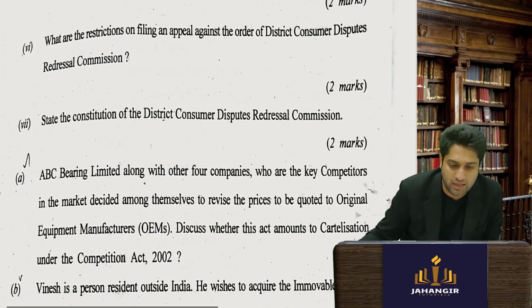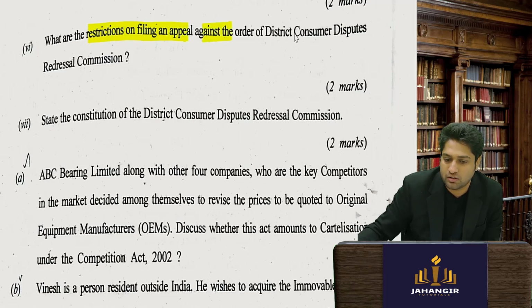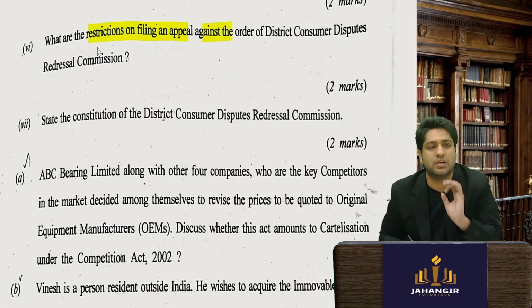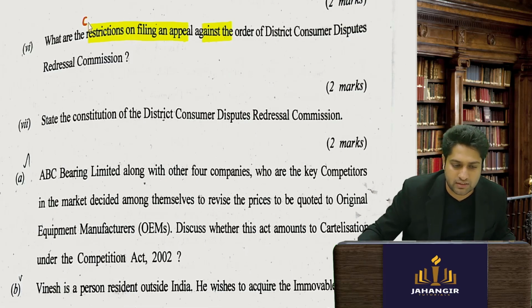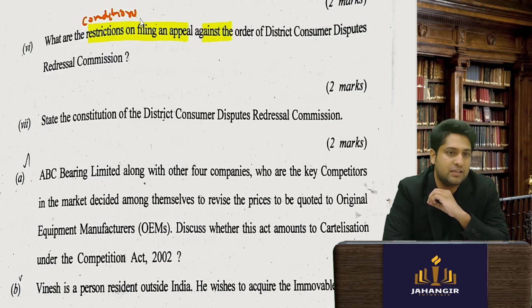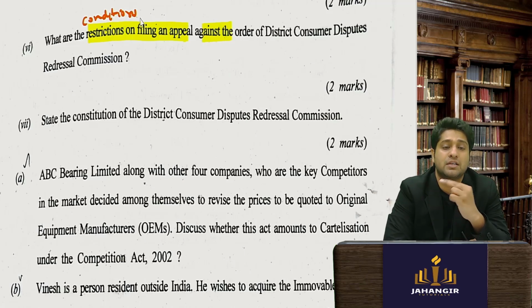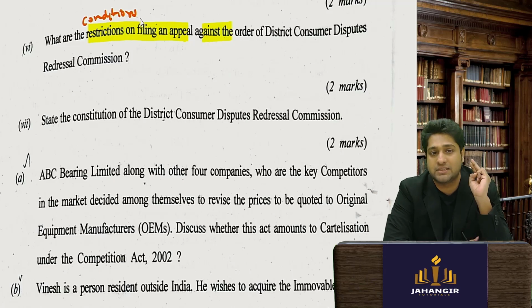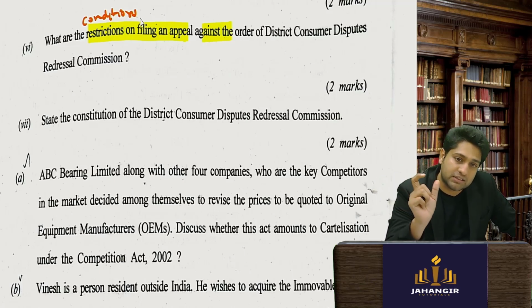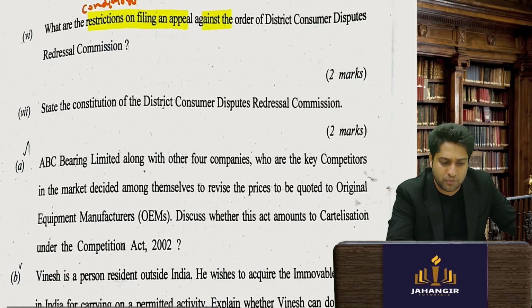Next is, what are the restrictions on filing an appeal against the order? Now here, restrictions on filing an appeal actually means the conditions of filing an appeal. While filing an appeal, the appeal fee has to be paid. The appeal should be made within the respective time period, that is 45 days. The appeal has to be made to the correct authority, that is, to the particular state commission. So again, an answer can be pulled off.